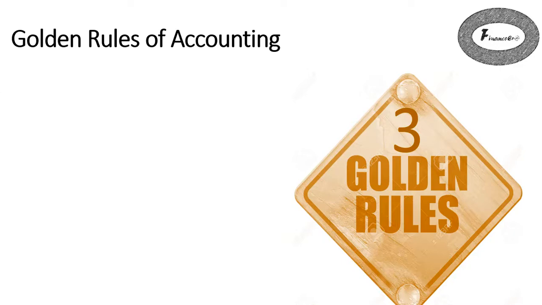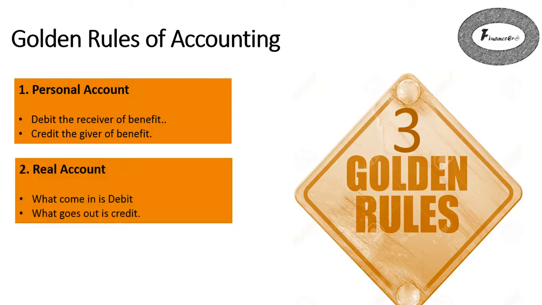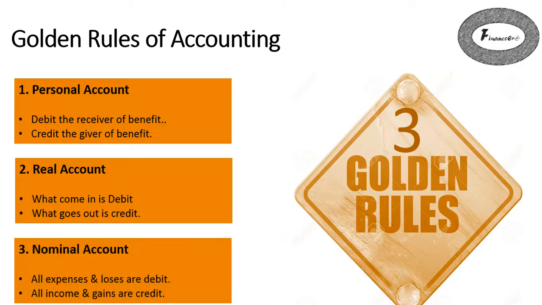Now coming to one of the most important rules of accounting, upon which the entire premise of accounting rests. And this is nothing but the 3 golden rules of accounting. These 3 golden rules are related to the 3 different accounts we just read. The golden rule for the personal account is debit the receiver of benefit and credit the giver of benefit. For the real account, what comes in is debit and what goes out is credit. And for the nominal account, all expenses and losses are debit, whereas all income and gains are credit.